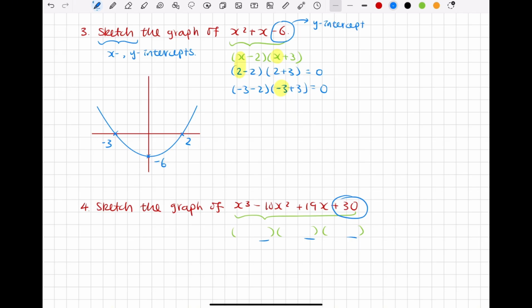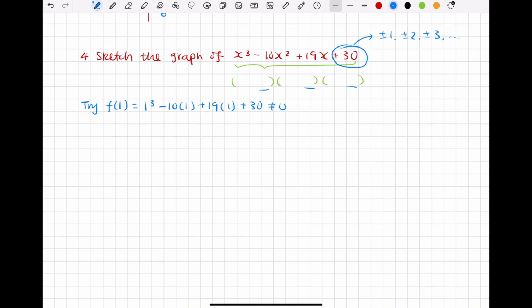So as we can see in the previous example, if we find a value so that the y value is 0, then it's our x-intercept. 2 is an x-intercept, and negative 3 is also an intercept. What we can do here is to try f(x). If we try 1, as we can see, that is not going to be 0. Therefore, that is not a factor we are looking for.